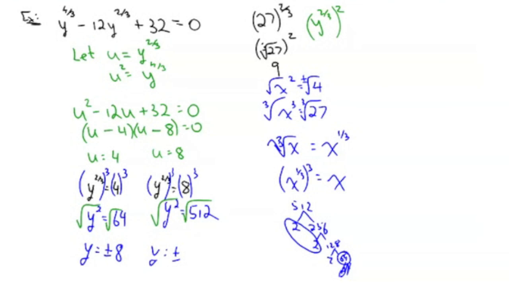2 times 8 is 16. And then that 2 kind of hangs out on the inside. So this becomes 16 square roots of 2. There's other ways of doing it, but that's probably the one.